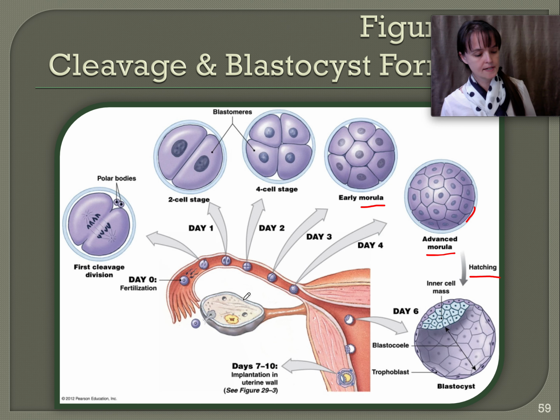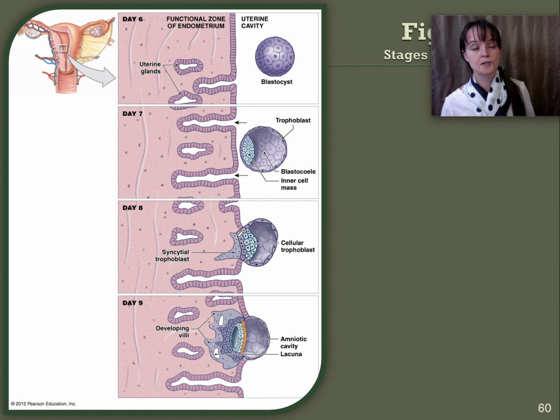So, the embryonic period is from implantation to 9 weeks, and here's a picture of implantation, and these are all lab terms except lacuna. So this is all information that you need to know.